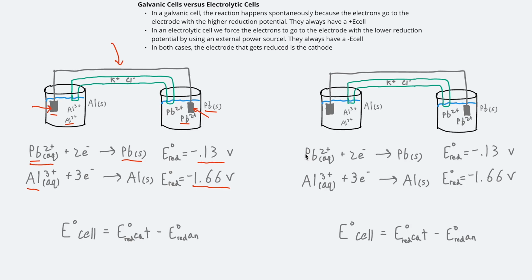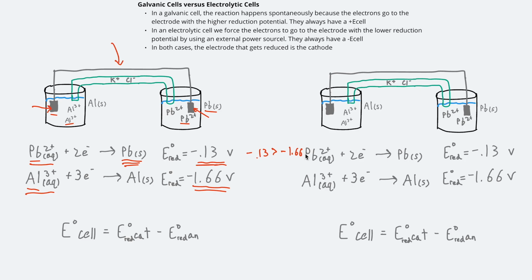So let's first think about, could aluminum take electrons from lead? So aluminum ions have a reducing potential of negative 1.66, and they are going to try to steal electrons from solid lead. And solid lead holds on to electrons with a value of negative 0.13. So negative 0.13 is greater than negative 1.66. So that means that the aluminum ions do not have the strength to steal electrons from solid lead.